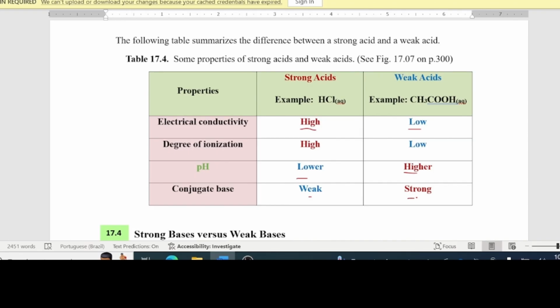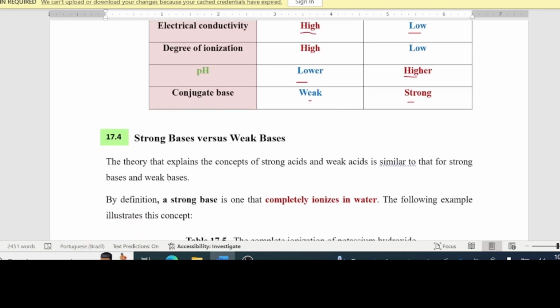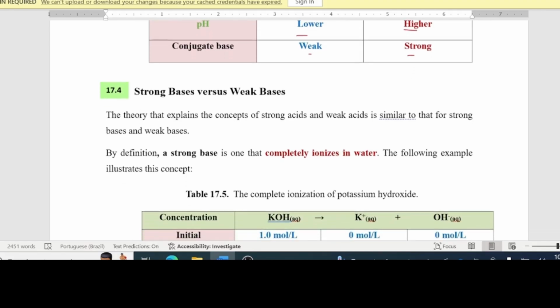This table here summarizes most of what we've spoken about already. Strong base versus weak base. Something similar to that is happening here.